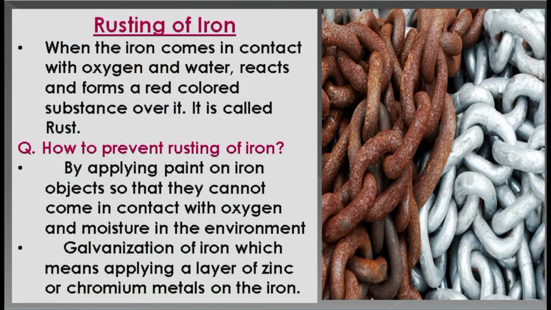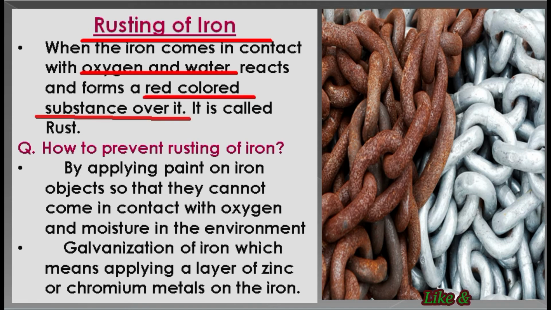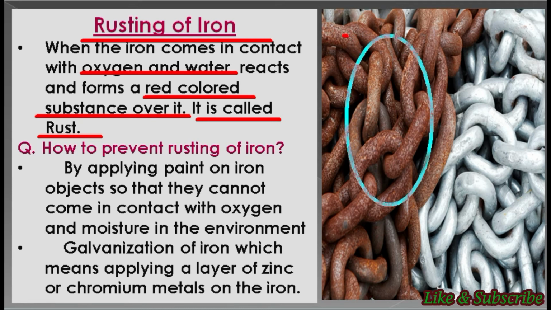Now students, the next important topic of this chapter is rusting of iron. Students, as you all know, when iron comes in contact with oxygen and water, it reacts with the iron and forms a red colored substance over it. And this red colored substance over iron is called rust. As you can see here also, this reddish layer over the iron chain is rust.